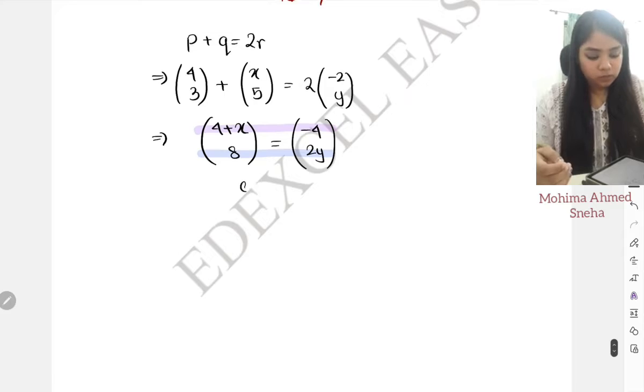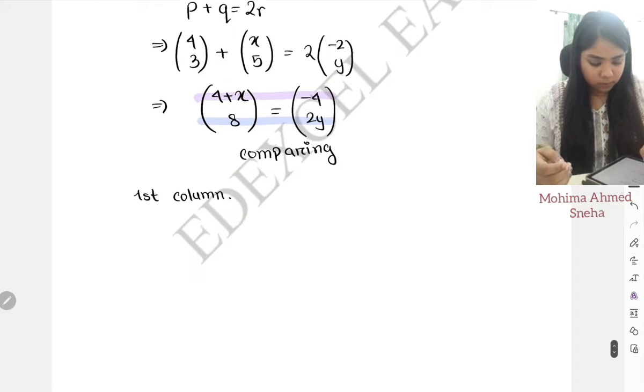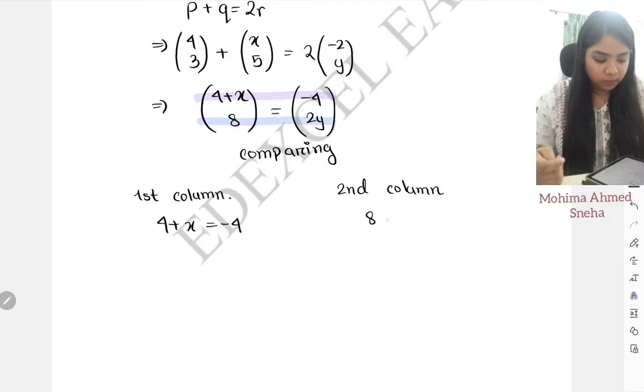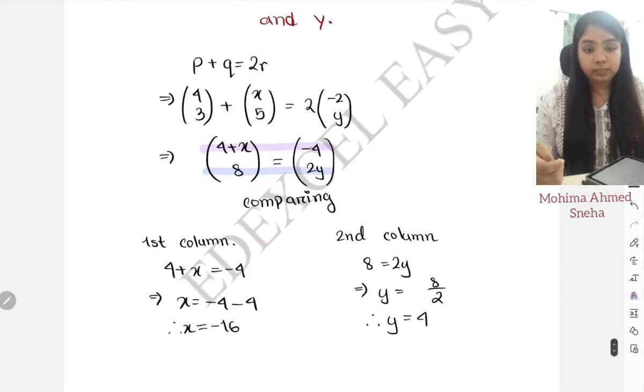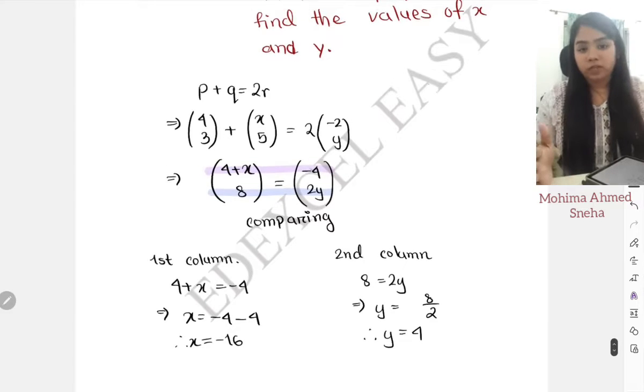So I'll just write comparing first column, which is 4 plus x equals to minus 4, and second column is 8 equals to 2y, which is basically y is equals to 8 over 2, which is 4. So you get the value of y as 4, and over here you get x equals to minus 4, you have minus 16. So x equals to minus 16. So this is how you're supposed to solve equal vectors. It's quite easy, right?